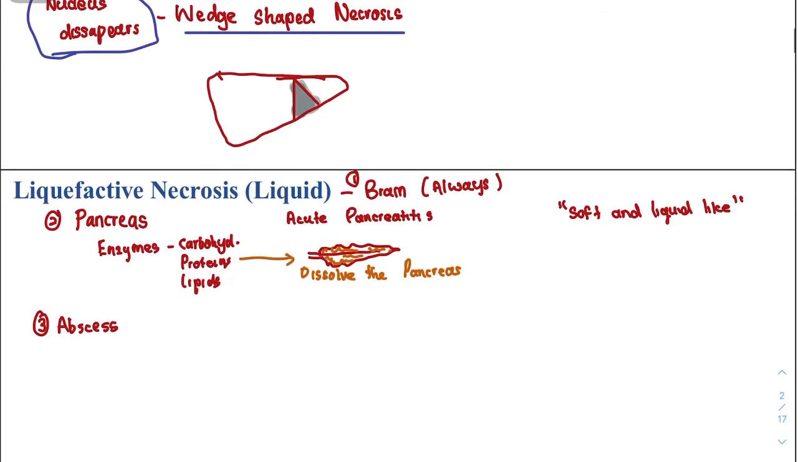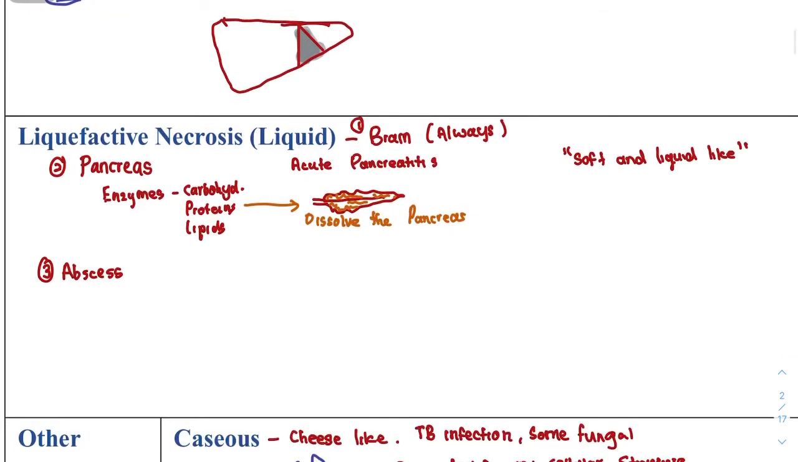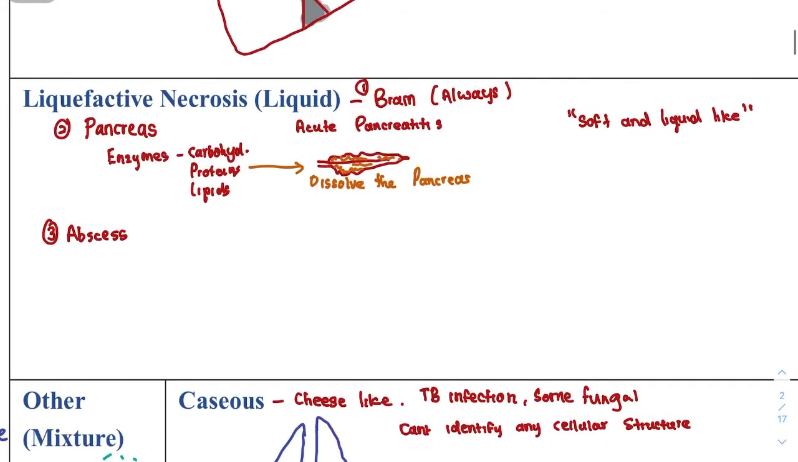Next type is liquefactive necrosis. So liquefactive necrosis is liquid necrosis. You can see it's soft and liquid-like when those cells die. The brain always undergoes liquefactive necrosis. The other example, the one that will help you understand this, is the pancreas. Acute pancreatitis causes the release of enzymes. Now, the pancreas produces all the enzymes that break down carbohydrates, proteins, and lipids. So you can see it will dissolve the pancreas.